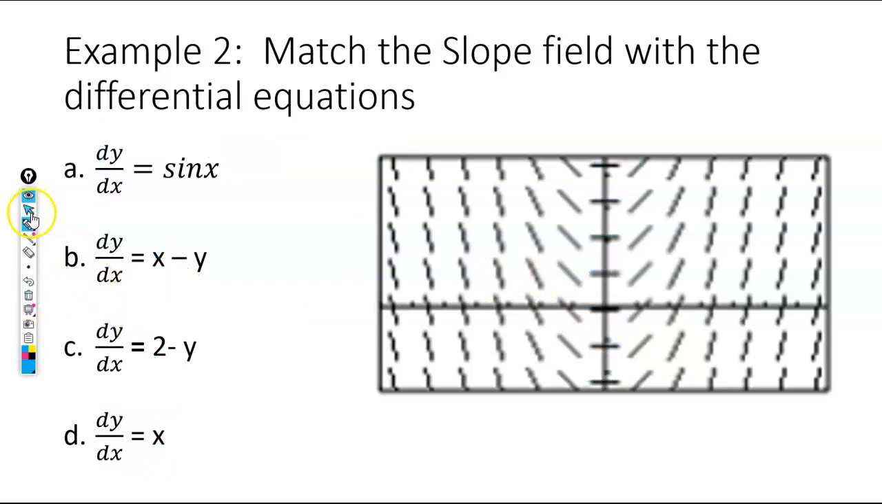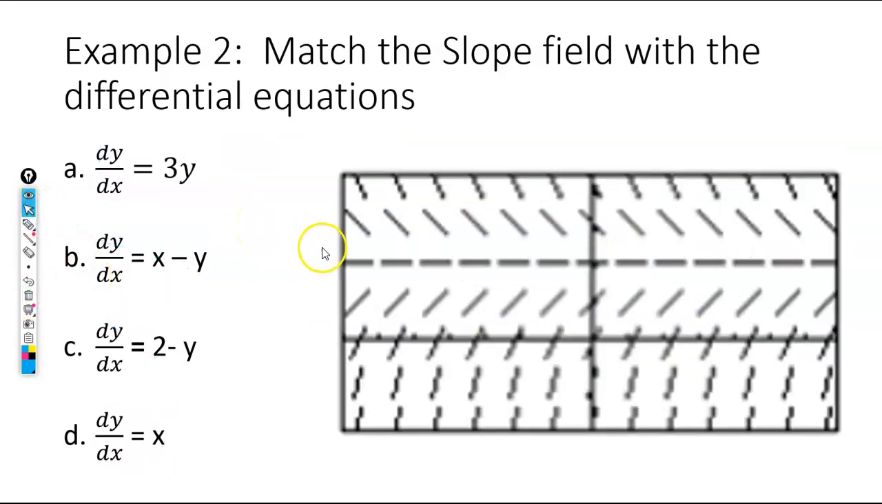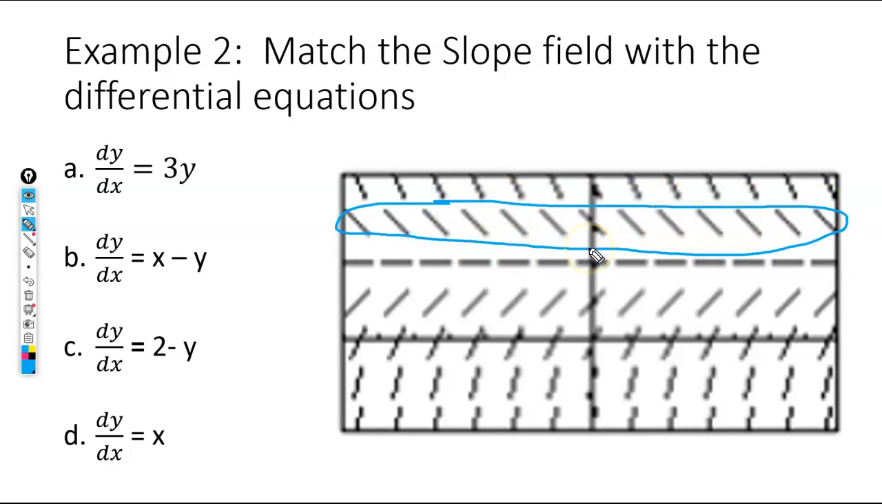Okay, so let's go ahead and do some more here. Here's another one. So what do you guys notice about this one? What do we start off by looking at first? We start off by looking at rows and columns. So do you guys see parallelism in a row or a column? I see parallelism in a row. And when that happens, that means there's no x value in the equation. So it can't be this one and it can't be this one.